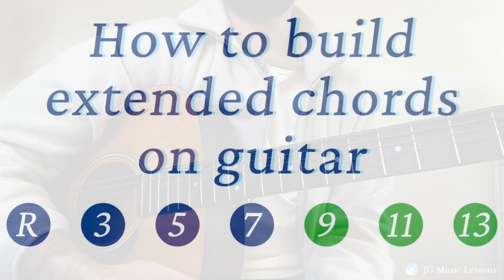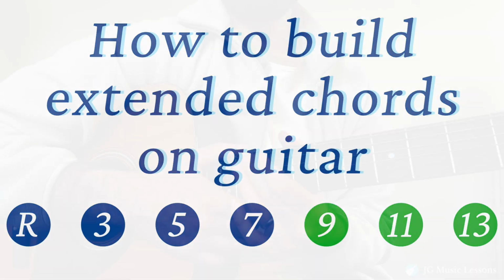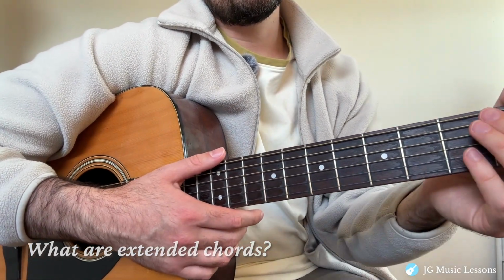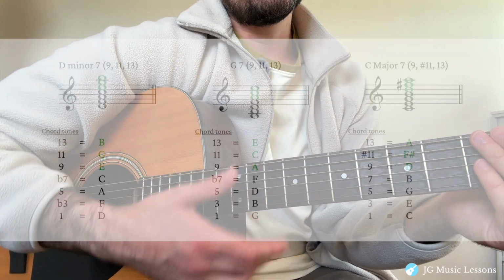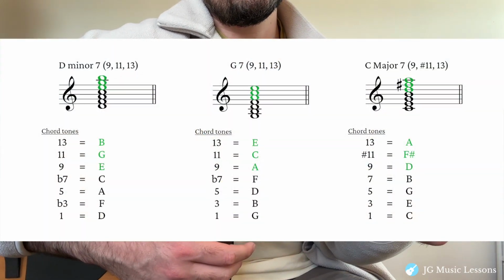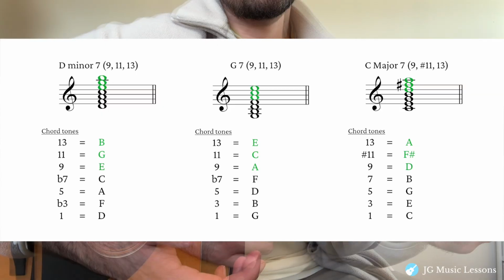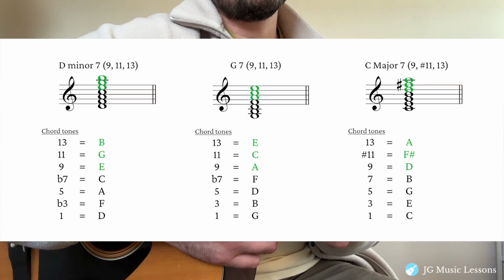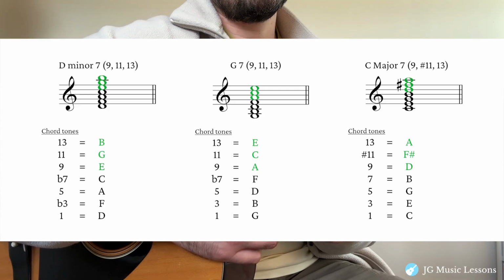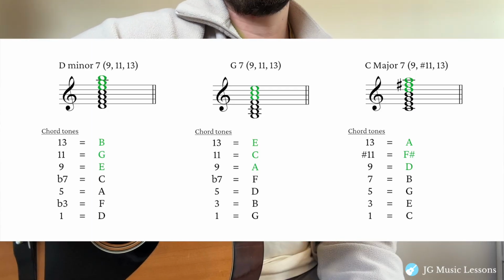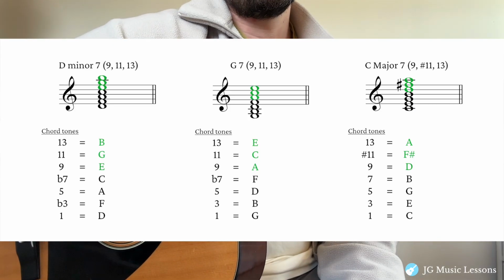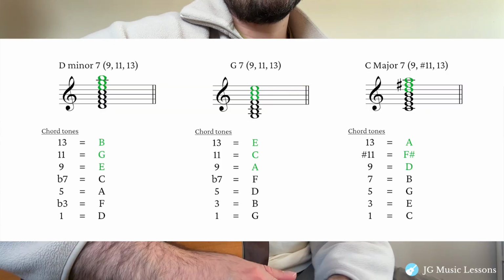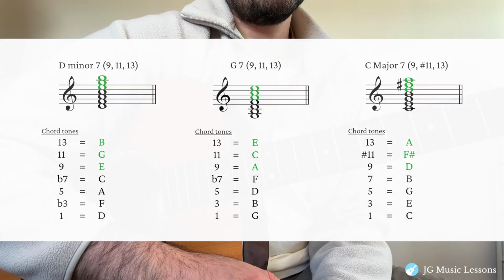In this lesson, I'm going to show you how to build extended chords on guitar. Most chords you might already know are built from 4 notes or fewer. For example, a 7th chord has the root, 3rd, 5th, and 7th of the scale. Extensions are the notes that sit above the 7th, which give you the 9th, the 11th, and the 13th. The 9th is the 2nd moved up an octave. The 11th is the 4th moved up, and the 13th is the 6th moved up.